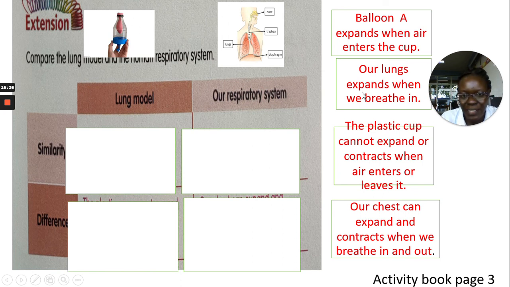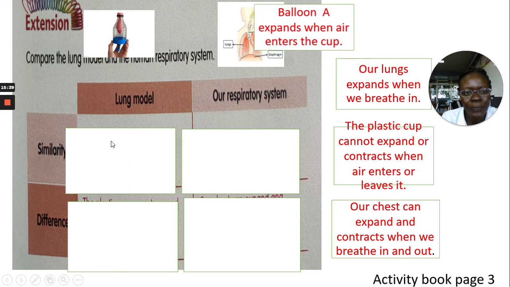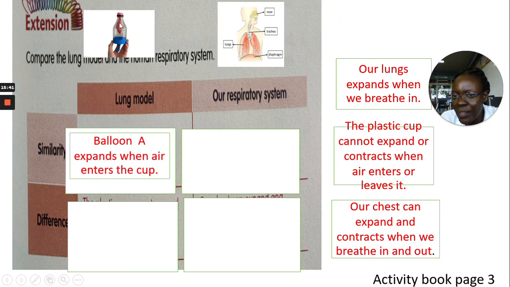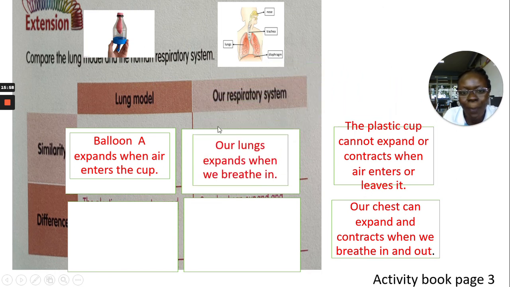So what happens for A? Balloon A, this one here, expands when air enters the cap. So when air comes in, when you pull this, the air will come in and the balloon A will become bigger. The same way when you're breathing, okay? When you're breathing, then your lungs become bigger. So our lungs expand when we breathe in. Balloon A expands when air enters the cap. Our lungs expand when we breathe in.